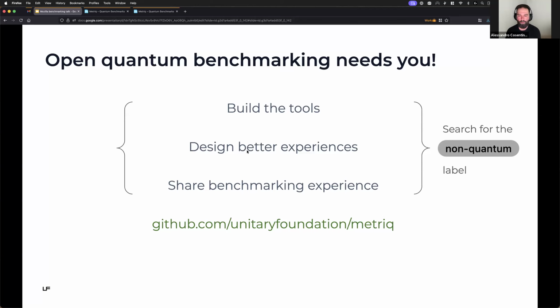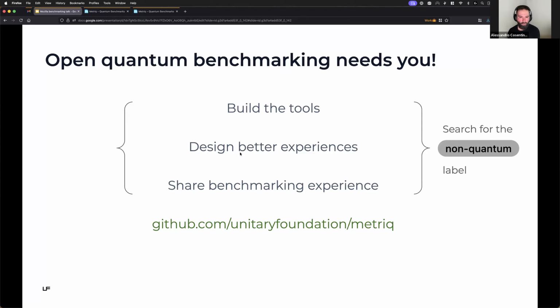Maybe you are a backend software engineer, maybe you are a designer. You can help us build a better experience, or even better, if you are someone who has experience with classical benchmarking, who has worked on, say, Browser Bench or one of those tools, we would really like to hear your experience. Maybe you can share it with us so we don't repeat the same mistakes.